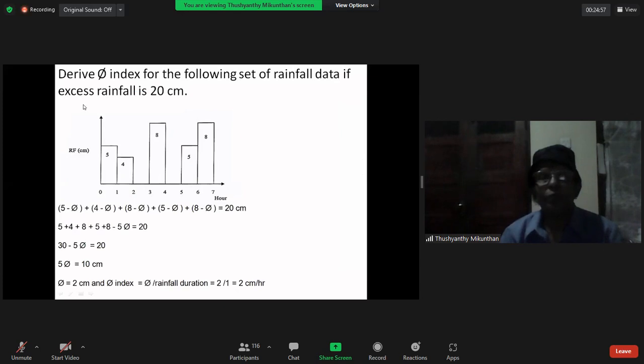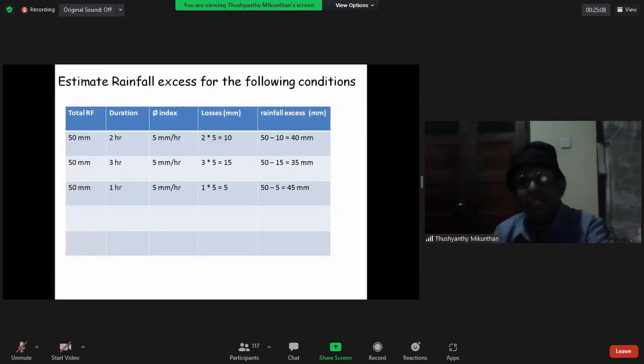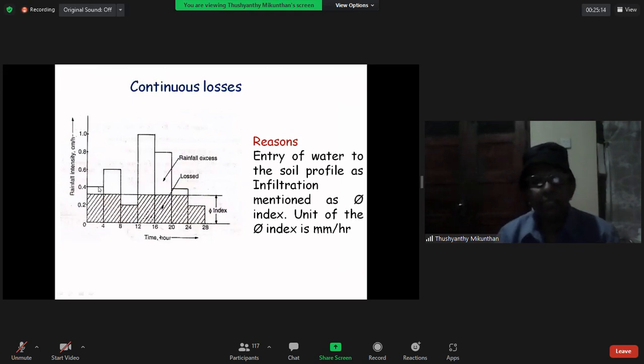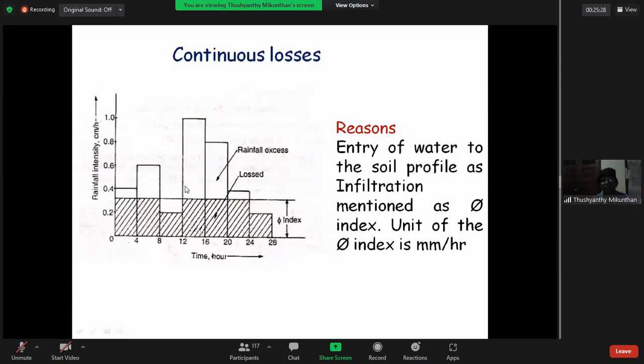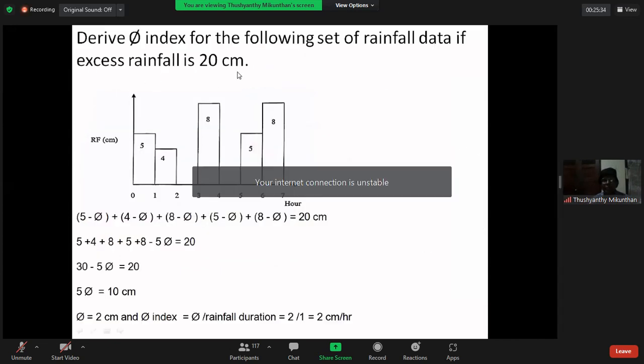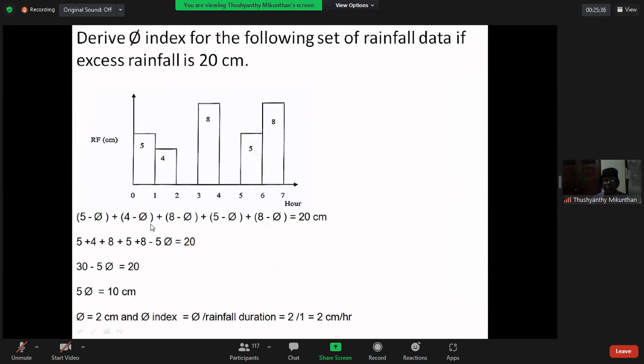See, this is the question. Derive the phi index for the following set of rainfall data if the excess rainfall is 20 centimeter. These are excess rainfall, maybe X plus Y plus Z, the addition of all these. So, do it yourself, please.